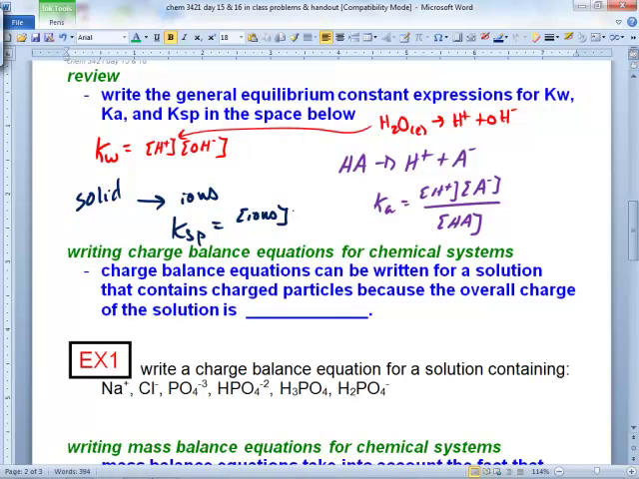Okay, so this is just a reminder of how to do all those. We're going to need it. Writing charge balance equations.